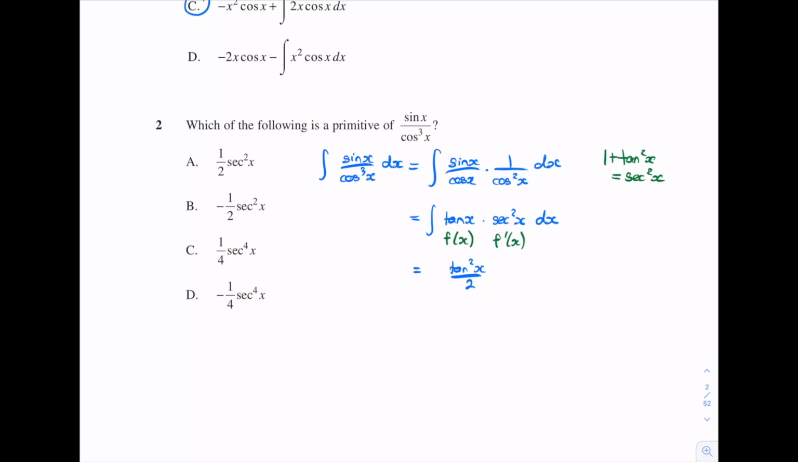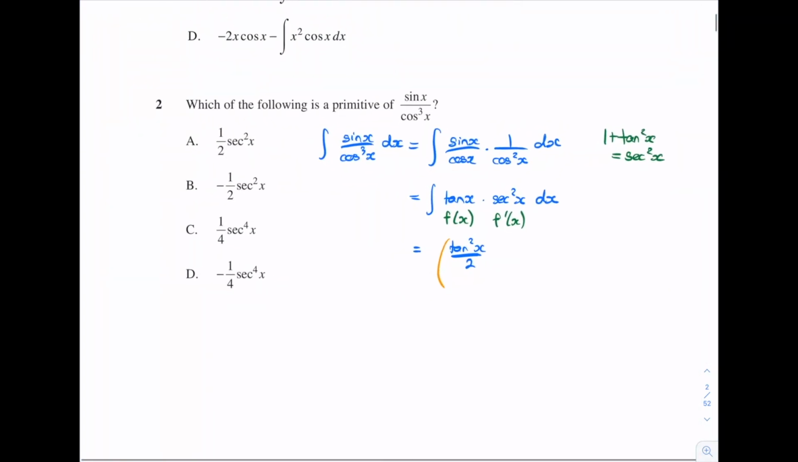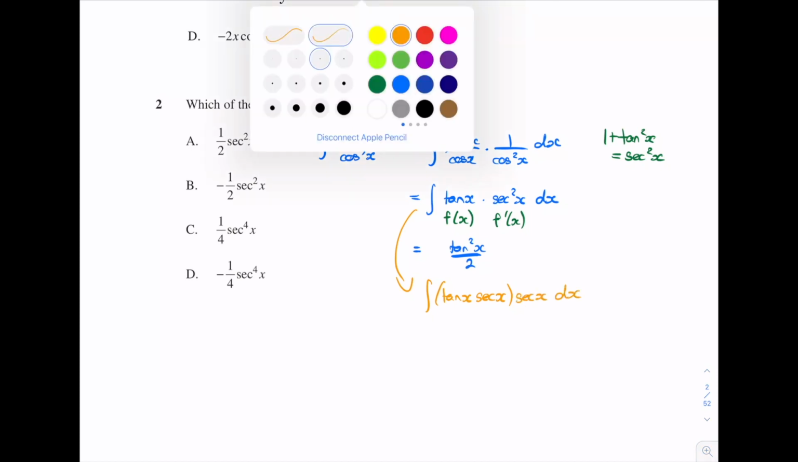Now when I look at my options, this is something that's interesting actually. We don't have any tan squared functions in our options here. There are no tan squareds. And that's okay, because we could have integrated this in another way. Okay, that's zoomed in a lot for no reason. Let's move down here, and let's think about this integral, and let's rewrite it as tan x sec x times sec x dx. Now again, I'm still going to use the reverse chain rule.